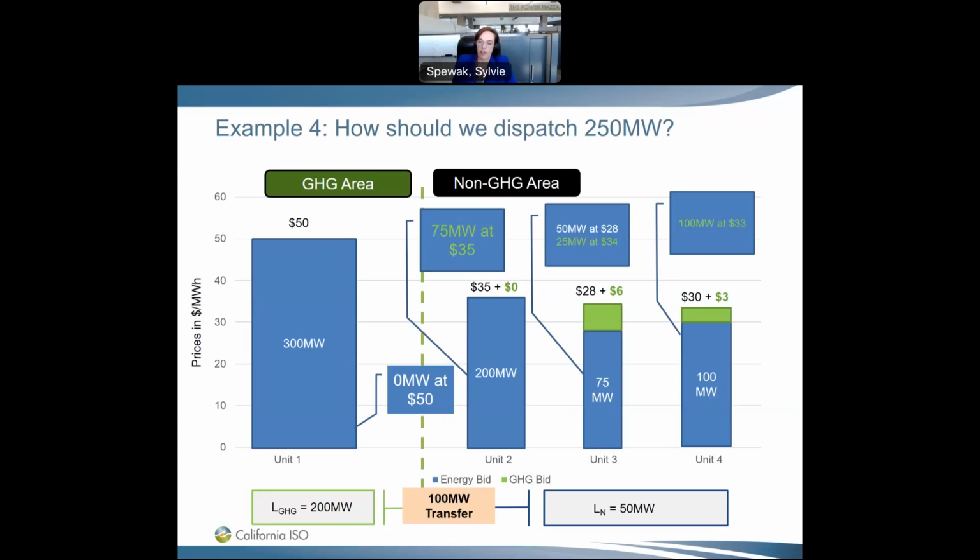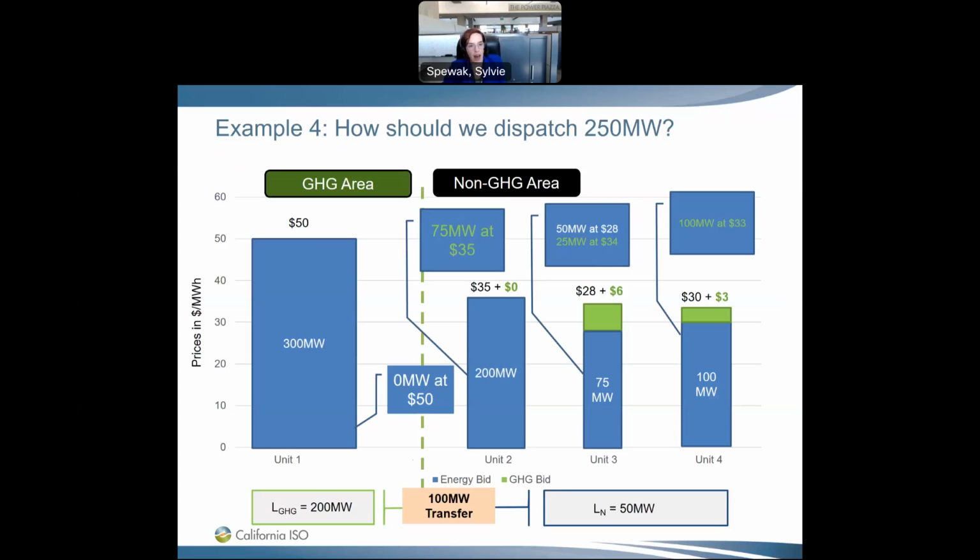Because we no longer have a transfer constraint, we don't need to use Unit 1 at all. The least cost resource for the non-GHG area is going to be Unit 3, just like last time. So we'll take 50 megawatts of Unit 3 at $28 per megawatt hour. The cheapest resource for the GHG area is now Unit 4. So we'll take 100 megawatts from Unit 4 at $33 per megawatt hour. Then we'll take the remaining 25 after we used 50 for the non-GHG area. And then the final 75 that we need will come from Unit 2.